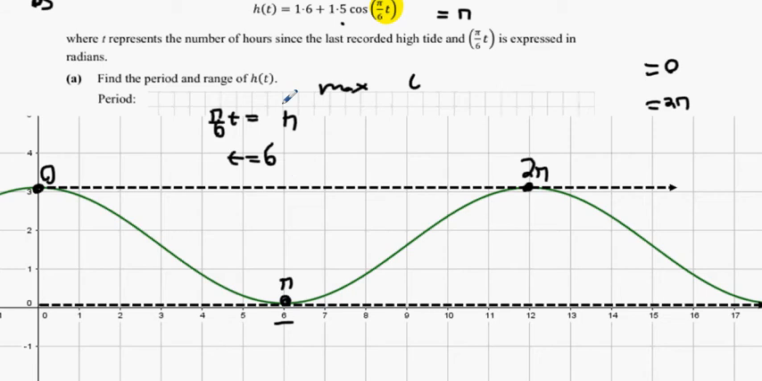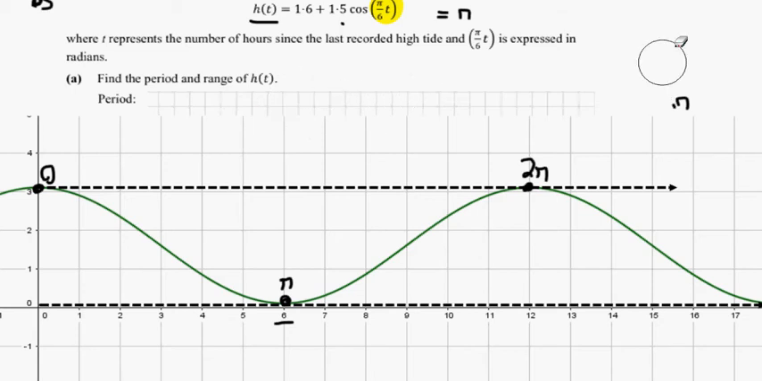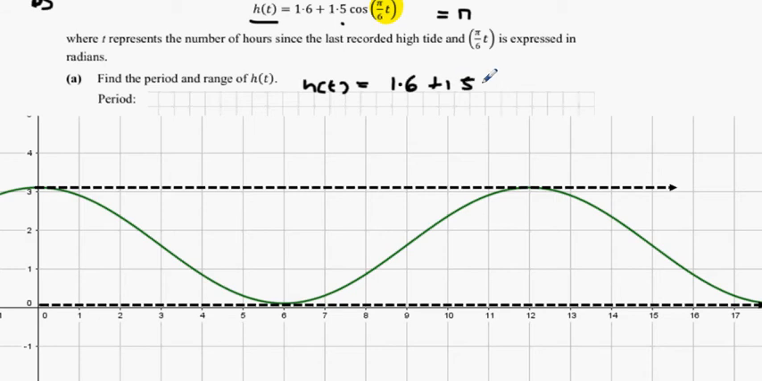Okay. Now, what you do is you use your calculator function. You can find out when the maximum and minimums are. You do the table function, or you could work it out manually. To work it out manually, all you have to do is h of t equals 1.6 plus 1.5 cos pi over 6. You can use t equals 0 because that will give you the height here. So we can just do pi over 6 times 0. Put that into your calculator, you're going to get 3.1. You get the same answer if you use t equals 2 pi.